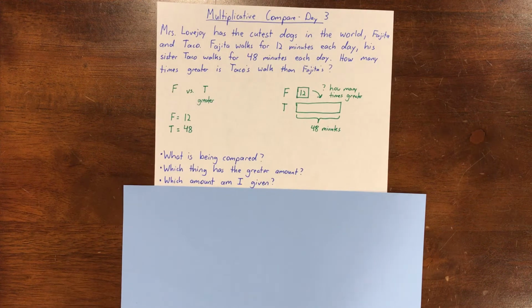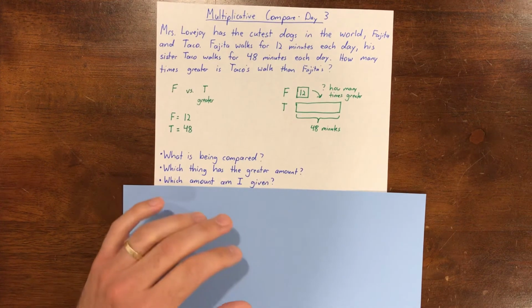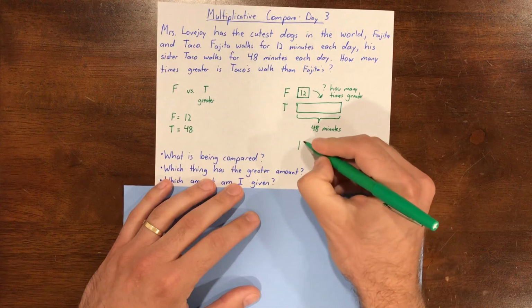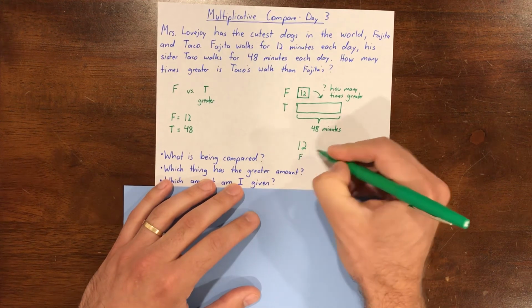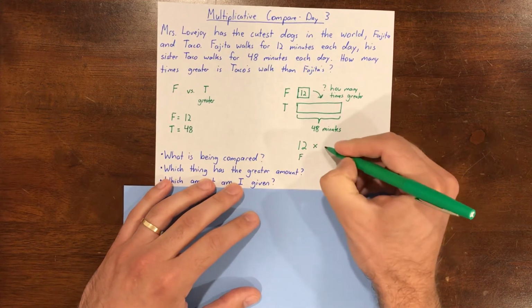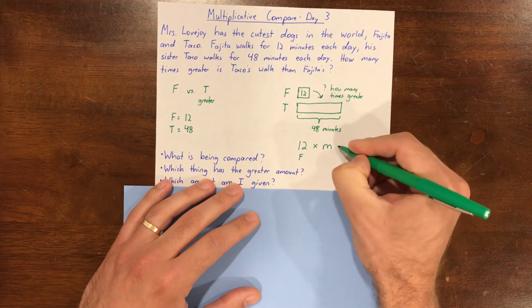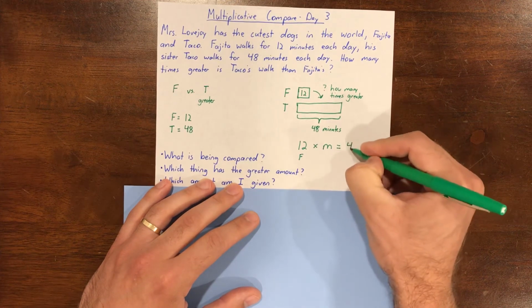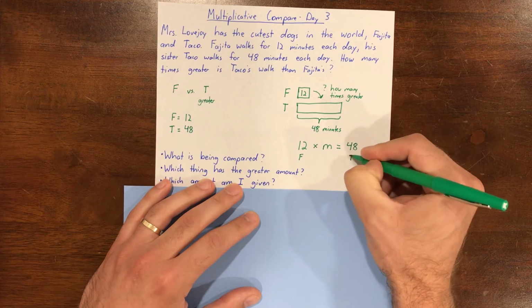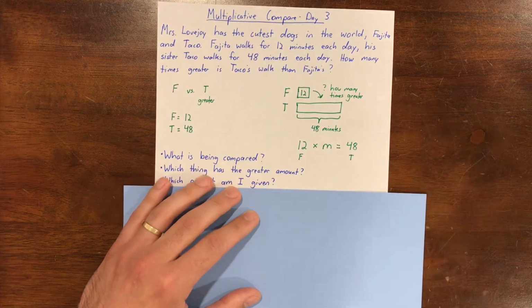So how could we show this problem with an equation? Say that out loud. Sure. 12, which is fajita, right, times a variable equals 48 for taco. Okay.